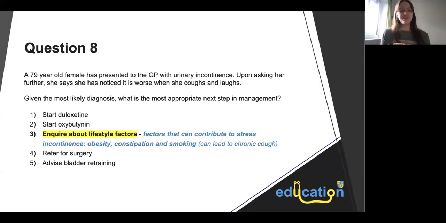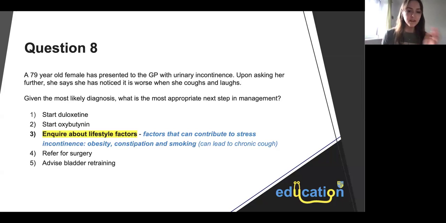Surgery, I guess, further down the line would also be right. But the first thing that you would do is look for reversible causes or lifestyle factors or management that the patient can put in place to reduce the amount of stress incontinence. I think when it comes to GP questions, always structure your answer that way. So it's lifestyle, then conservative management, such as in this case, pelvic floor exercises, and then medication/surgery.